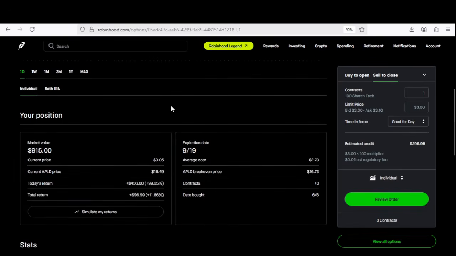Now, what I'm showing you in today's video is not something I read in a book. This is not something I got off YouTube or off of Google. This is actually stuff that's in my portfolio. So as you can see here, the break even price is $16.73, meaning in order for me to start making money, I need to hit this price right here.